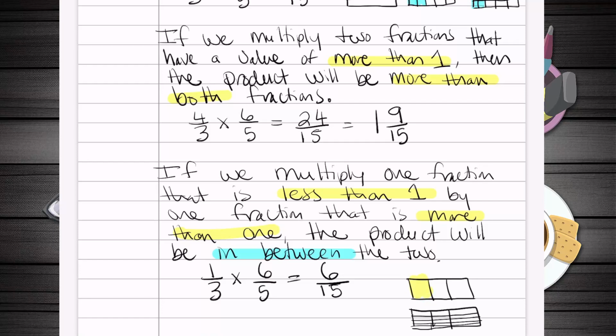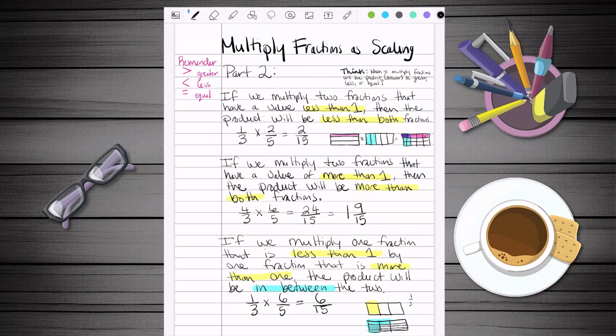So I'm going to shade in the 1/3 first, but it's actually 6/15. So we get a little bit extra. It's just slightly more. So comparing 1/3 and 6/15, 6/15 is greater, but it's less than 6/5. So when we multiply, it's going to be in between the two. This is what your notes should look like.